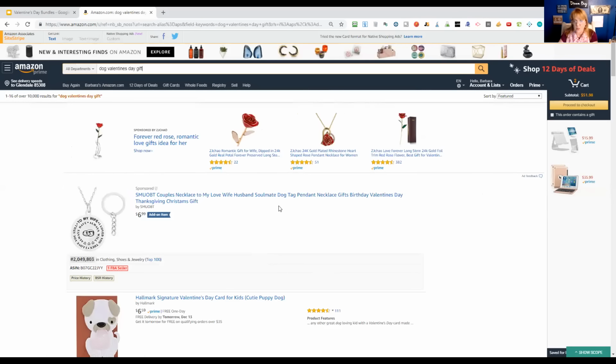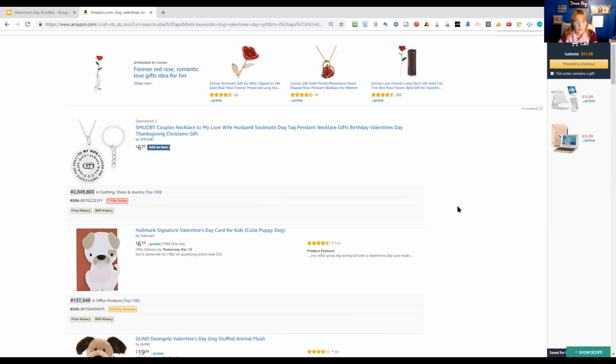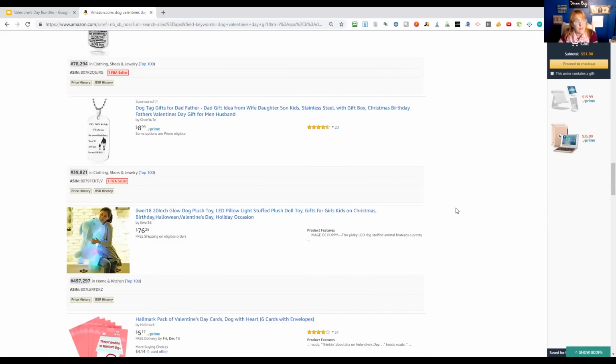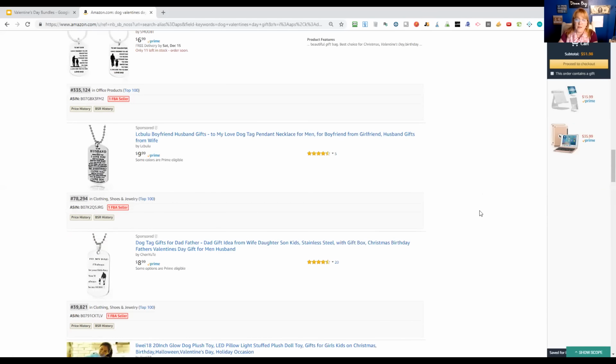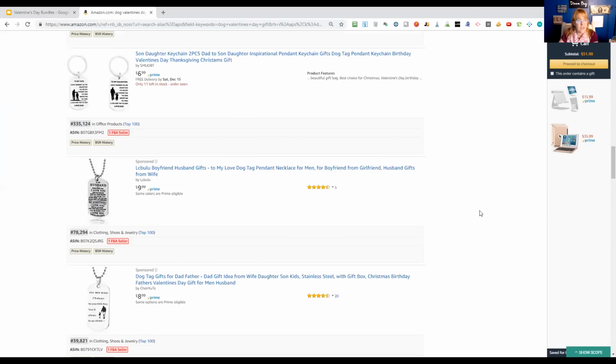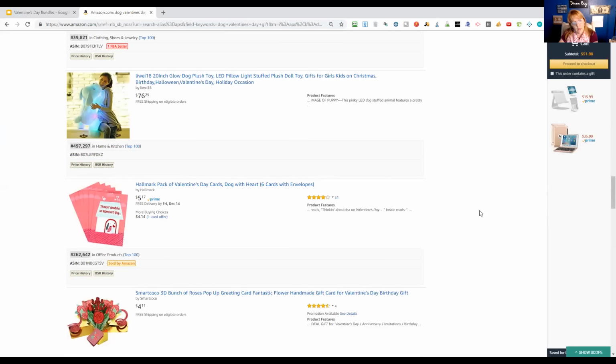So basically we just want to use this as a starting point to see what kind of gifts people are giving. And look at all these, there's these different dog tags. Interesting what we just found. So dog tags, Valentine's Day gift, keychains, and pendants is apparently a thing. Who'da thunk?